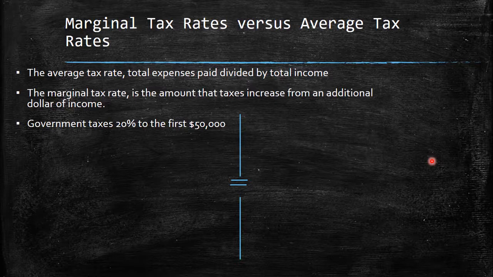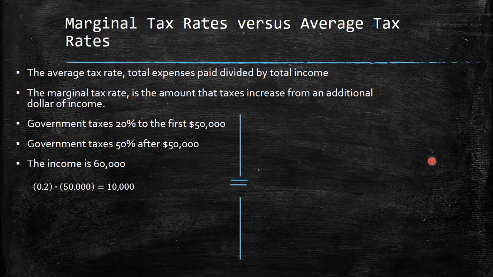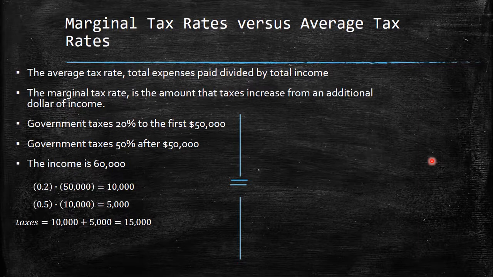Imagine that the government taxes 20% on the first $50,000, but once you surpass this floor, you arrive at taxes of 50% after 50,000. Imagine that your income is 60,000. You will need to pay 20% for the first $50,000, which brings 10,000, and for the other part we have 0.5, which is 50% of the 10,000, which is 5,000. So at the end, the total expenses are the sum of these two, 15,000.